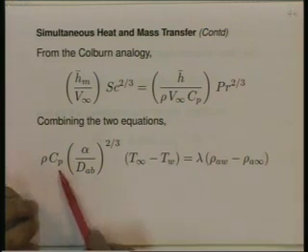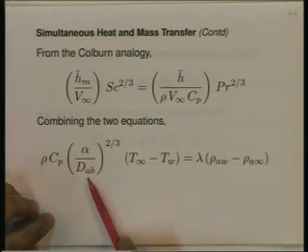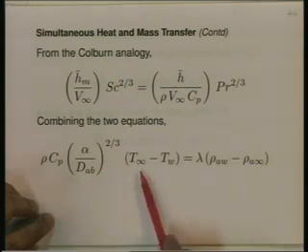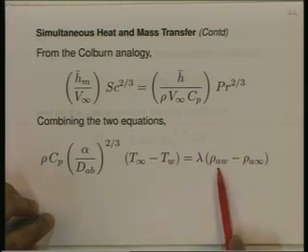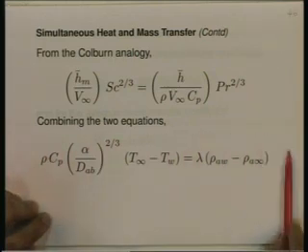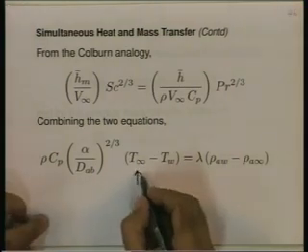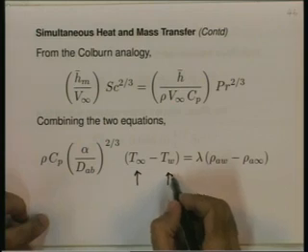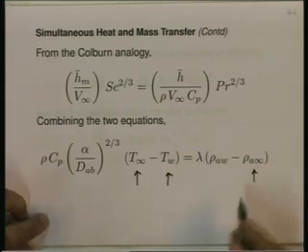Here we have rho Cp, density and specific heat of air, the thermal diffusivity of air divided by the diffusion coefficient raised to 2 by 3, and we have the temperature difference between the air and the wick, the density difference for water vapor near the wick and air, and the latent heat. This is the relation which relates these parameters: air temperature, wick temperature, and the density of vapor in the air.